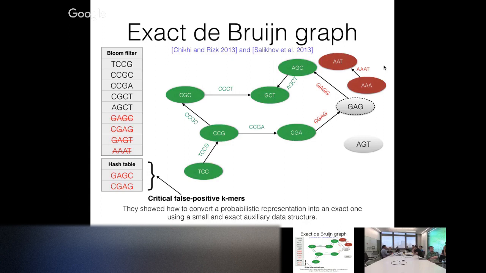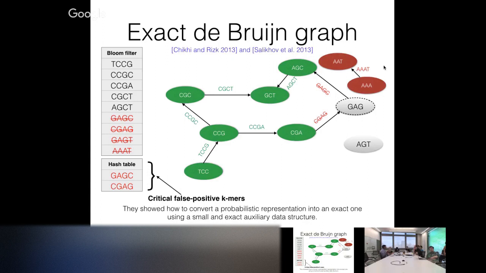No, so what they do is that they use a two-phase algorithm to do this. In the first phase, they go through all of the data, and they insert everything in the Bloom filter, and they build this Bloom filter. Now this Bloom filter, they're going to use it to actually traverse the graph. So what you would end up doing is that anything that is present in the data set, you will query for 4 of its adjacent k-mers on the right and 4 of its adjacent k-mers on the left.